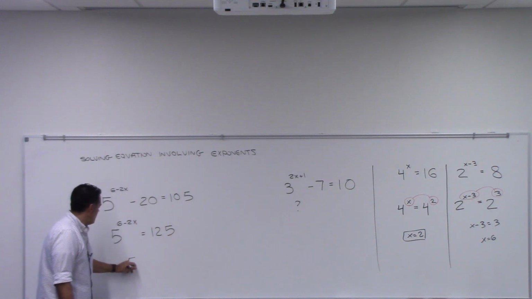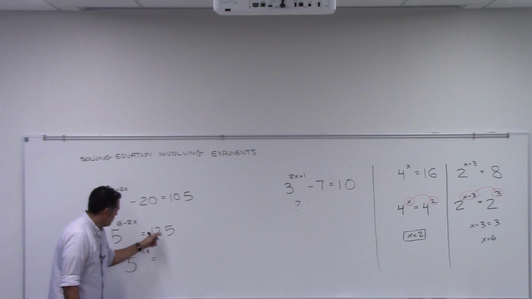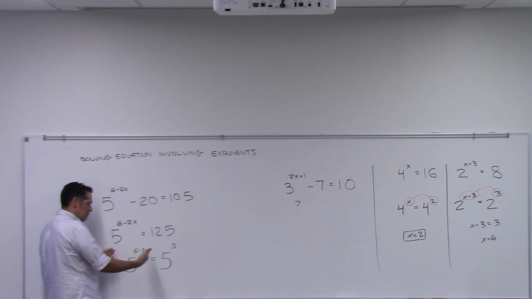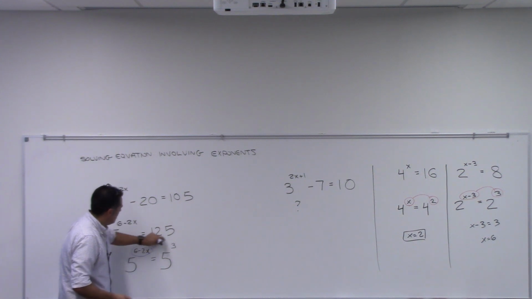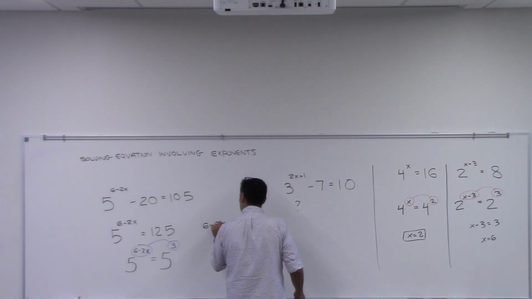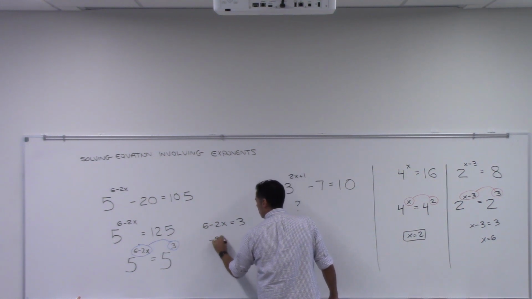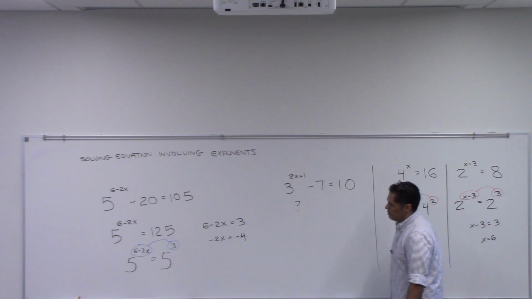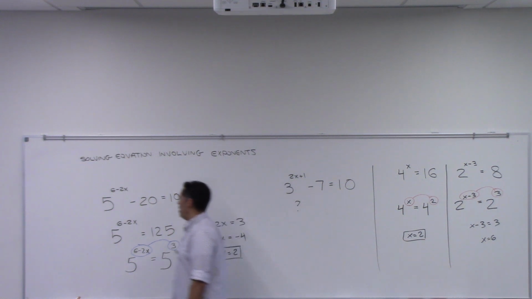So I could rewrite this as 5 to the 6 minus 2x equals what? 5 to the third power. You see, now I've got them both to 5s on the base. And that means that the two exponents must be equal to one another. So write that down. 6 minus 2x equals 3. And then solve that: subtract 6, negative 4, divide by negative 2. x is 2. Of course the x is 2, right?